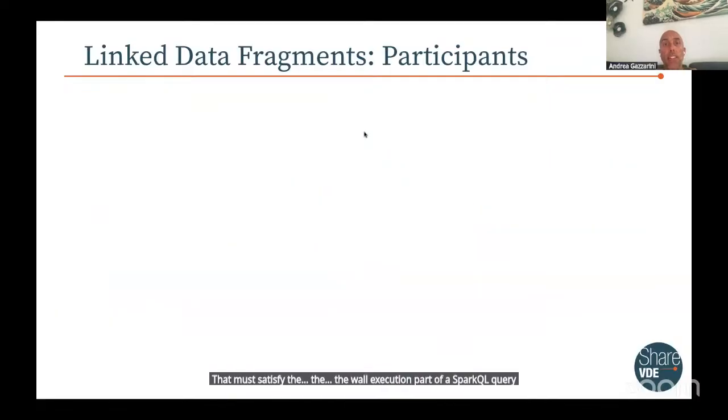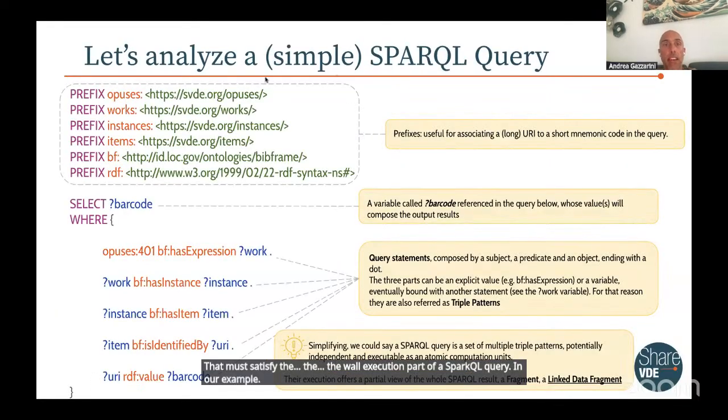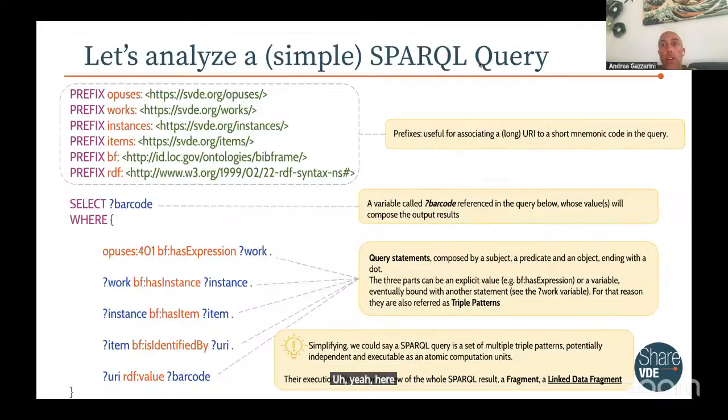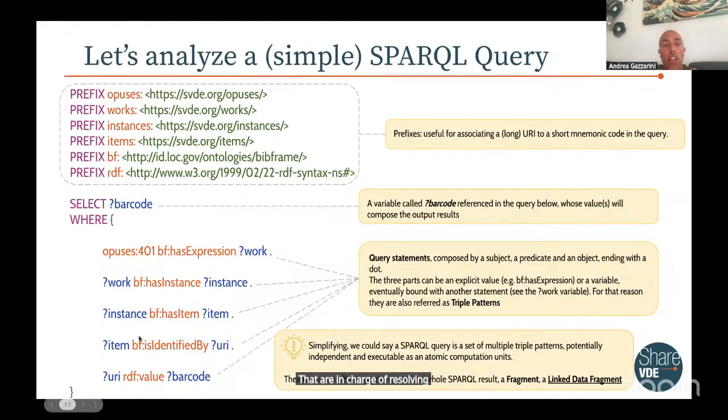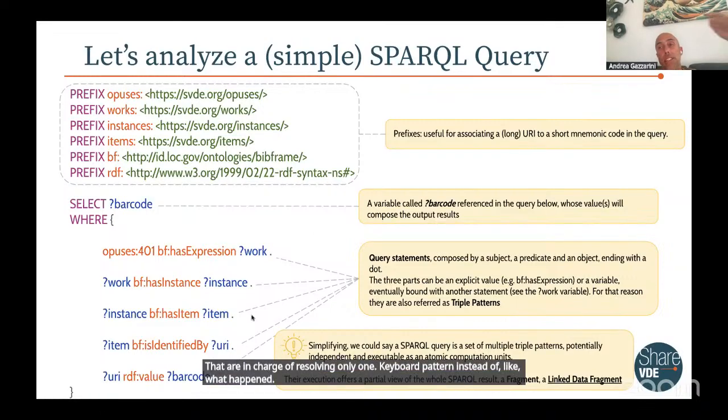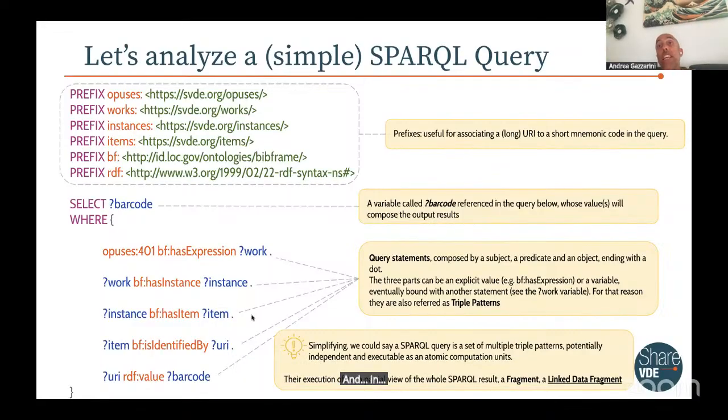In our example, let's assume we would have 1, 2, 3, 4, 5 linked data resolvers that are in charge of resolving only one triple pattern, instead of what happens in a monolithic RDF store, where the server needs to execute the whole query.